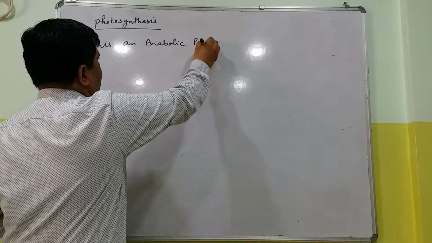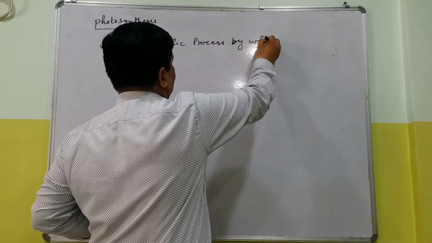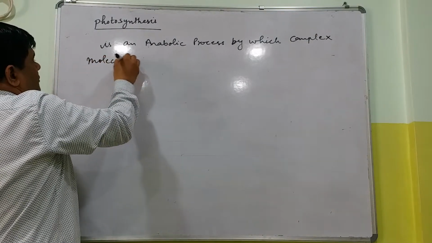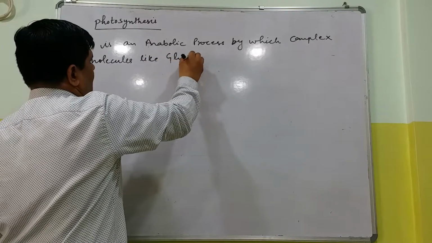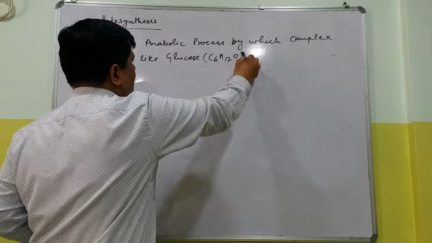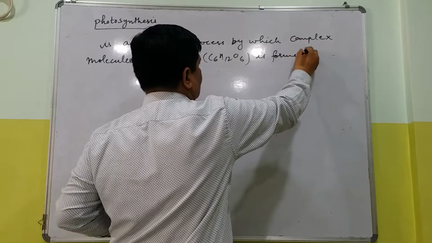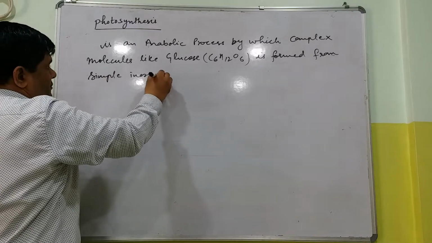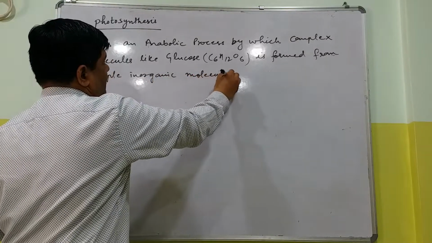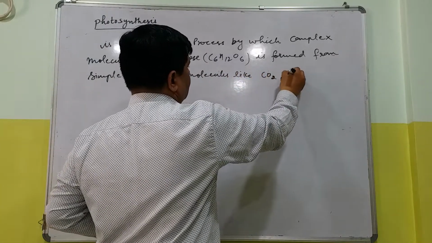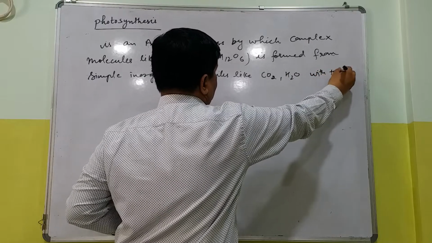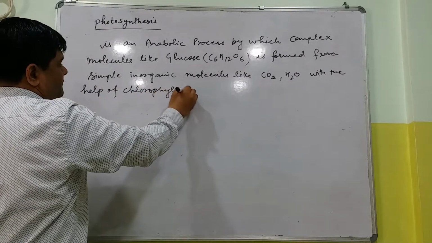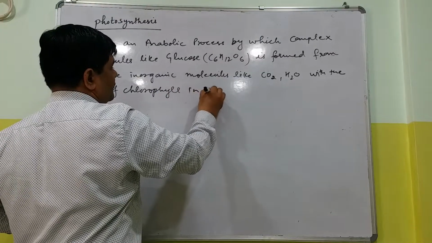anabolic process by which complex molecules like glucose, C6H12O6, are formed from simple inorganic molecules like carbon dioxide and water with the help of chlorophyll in the presence of sunlight.